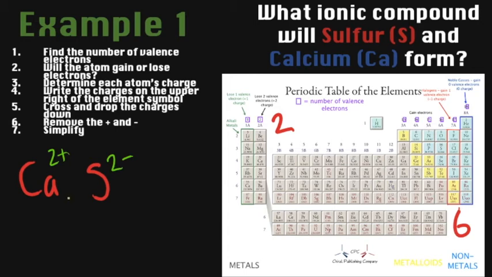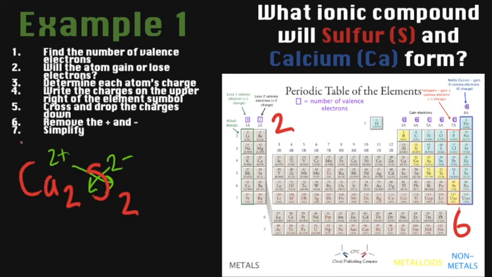So what I'm going to do is I'm going to cross and drop. I'm going to cross just the numbers, okay? And I get Ca2S2. Now, here's the thing, is that we figured out that these two are already balanced, right? Calcium has a +2 charge, sulfur has a -2 charge. And so when they combine together to form an ionic compound, they're already balanced out.